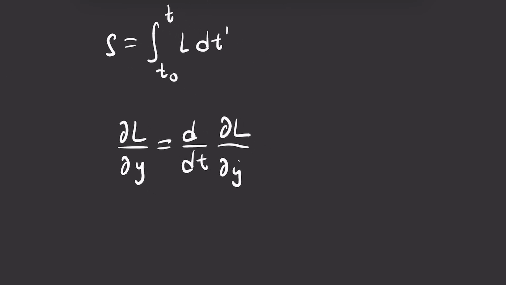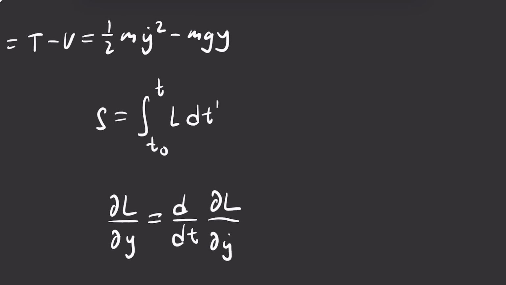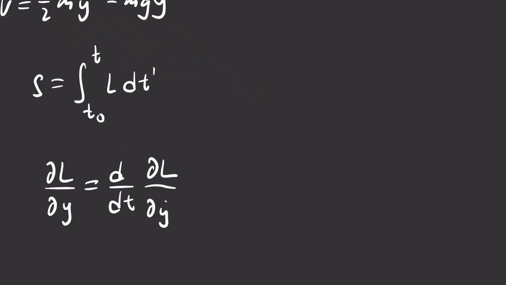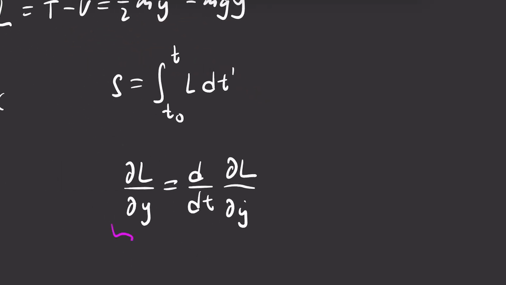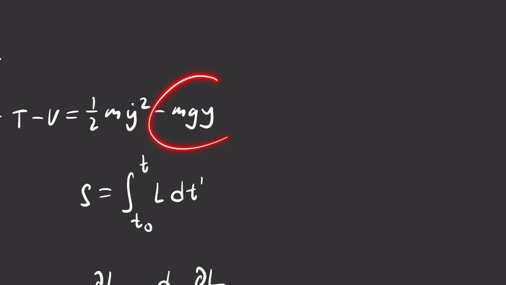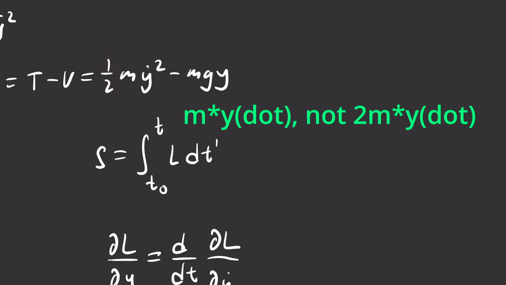Pretty straightforward. We can take the derivative with respect to y here, and this kinetic term will be 0 because it has y dot, so it is independent of y, so we'll just get negative mg. In this case, this term is dependent on y dot, so we will just get 2 times 1/2 m y dot when we take the derivative with respect to y dot.